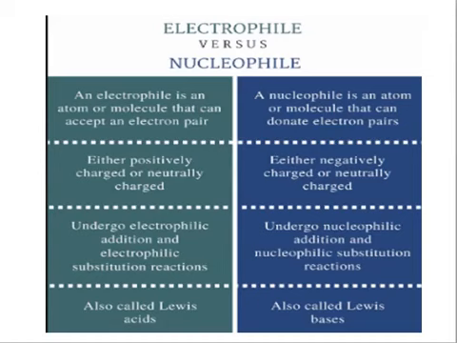Just to see the overall difference between an electrophile and a nucleophile: an electrophile is an atom, molecule, or group of atoms that can accept an electron pair, while a nucleophile is an atom, group of atoms, or molecule that can donate electron pairs. So the difference is in electron acceptance or electron donation. Any species that can accept an electron pair is called an electrophile, and a species that can donate an electron pair is considered a nucleophile. Electrophiles can be positively charged, partially positive, or neutral. Nucleophiles can be fully negatively charged, partially negatively charged, or neutral.